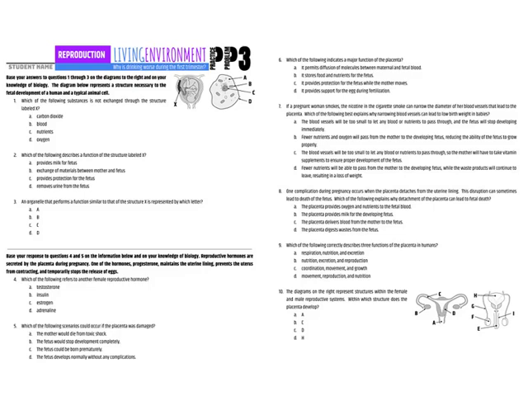This is the annotation video for reproduction PP3. Base your answers to questions 1 through 3 on the diagrams to the right and on your knowledge of biology. The diagram below represents a structure necessary to the fetal development of a human and a typical animal cell.